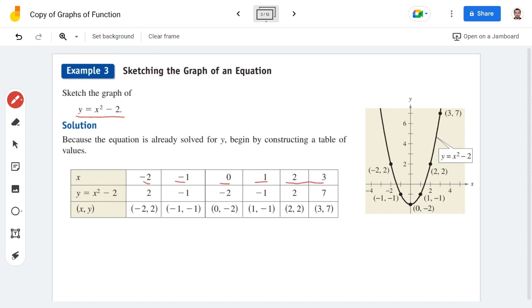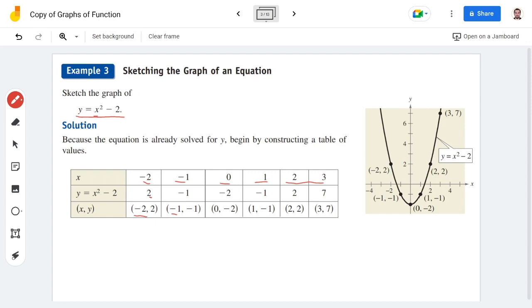Then plot these points. Substituting x = -2: negative 2 to the power of 2 equals 4, minus 2 equals 2. Same thing for negative 1: 1 minus 2 equals negative 1. Just keep them, then we have the coordinates, x, y. Then let's plot them on the graph. If we plot the coordinates on the graph, it will look like this, right?